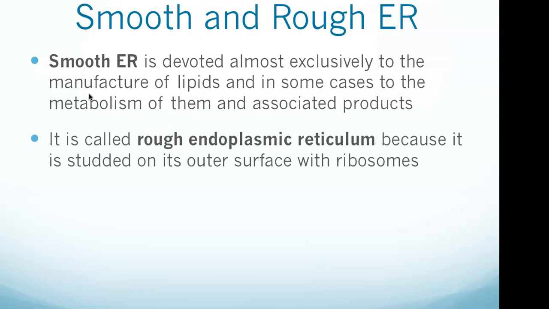Smooth ER is devoted almost exclusively to the manufacture of lipids, and in some cases to the metabolism of them and associated products. In liver cells, for example, smooth ER enables glycogen that is stored as granules on the external surface of smooth ER to be broken down to glucose. Smooth ER is also involved in the production of steroid hormones in the adrenal cortex and endocrine glands.